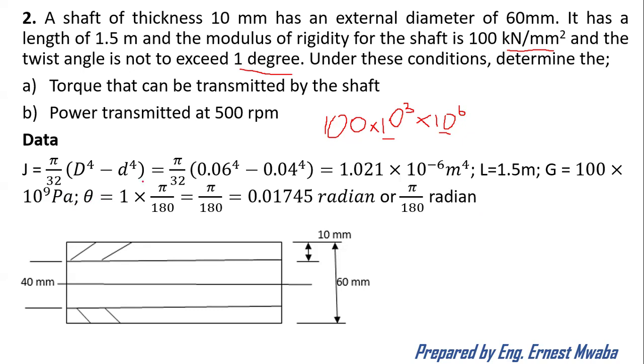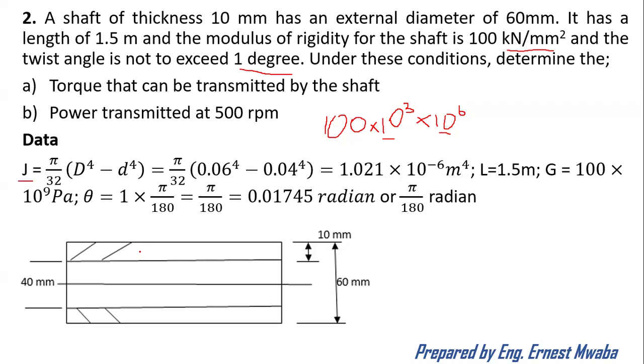Theta, I've been told it's 1 degree. So 1 times pi over 180. All I'm doing here is converting from degrees to radians. So 1 by pi over 180 gives me simply pi over 180, or 0.01745 radians. That's the information. But then there is this other item we have left hanging.